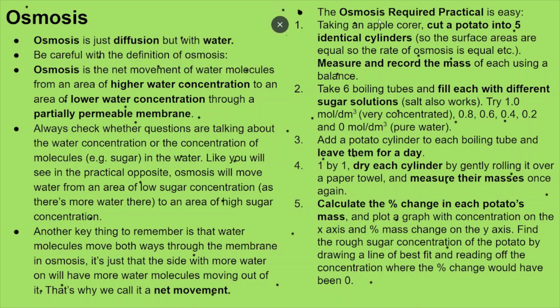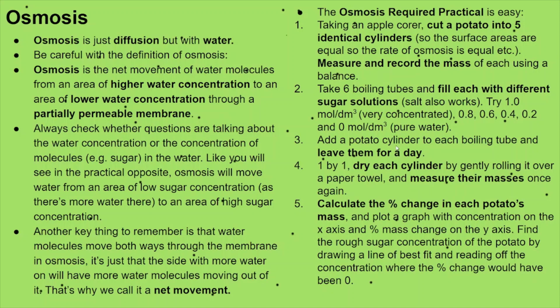The osmosis required practical, and again, this is the second required practical of the video for the triple science people. So you take an apple corer or something similar and basically just use it to cut a potato into 5 identical cylinders. And this is important because we need the surface areas to be equal, so this is a control variable. Measure and record the mass of each using a balance. Fill 6 boiling tubes each with different sugar solutions, different concentrations of sugar solutions. So 1.0 moles per decimeter cubed, that's very concentrated, and you can go down by a certain margin each time. And 0 moles per decimeter cubed is pure water.